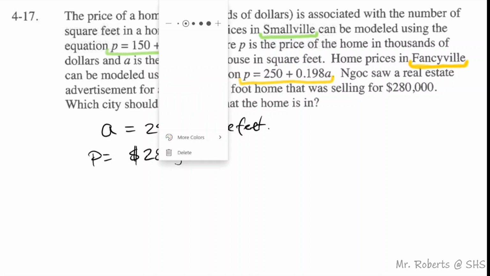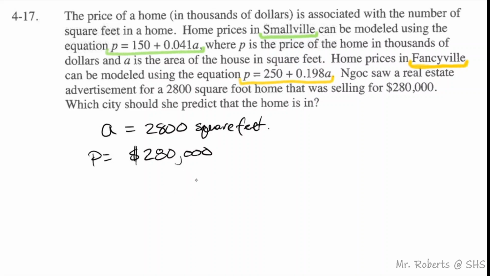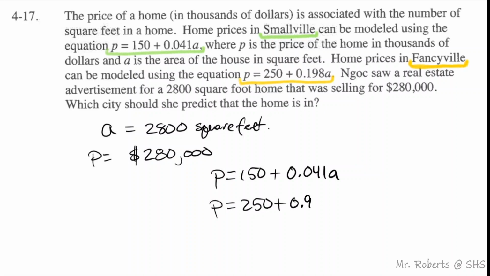So let's go back down and write down the equations of these communities. In Smallville, the price was 150 plus 0.041a, and we know what a is. In Fancyville, the price is modeled by 250 plus 0.198a. What I'm going to do is literally just plug that value of A into both of those equations.